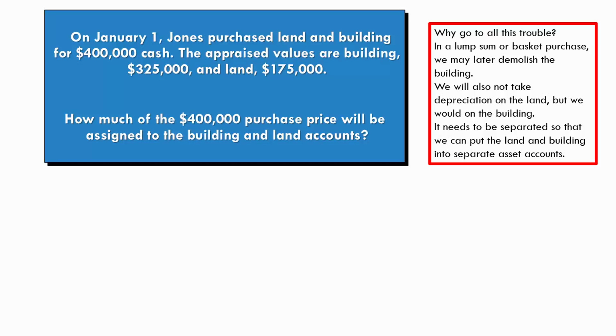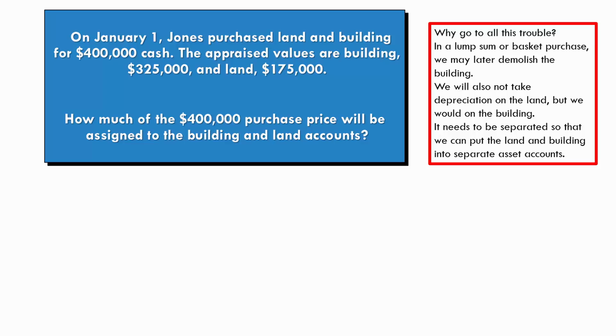So on January 1st, we have Jones purchasing land and building and paying $400,000. Now notice the appraised value of the two items separately, $325,000 plus $175,000 adds up to $500,000. So really, Jones, in buying these things together in one lump purchase, did better than buying them separately, because if they'd bought the two separately, the value would have been greater. So it's a bargain for them to pay $400,000 versus $500,000.